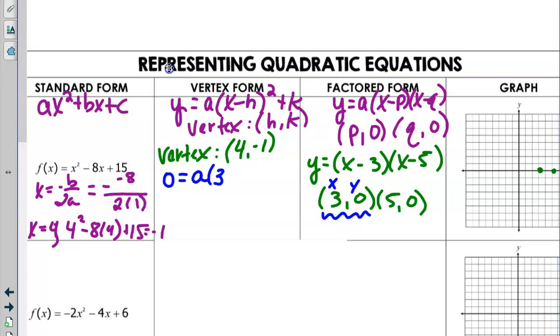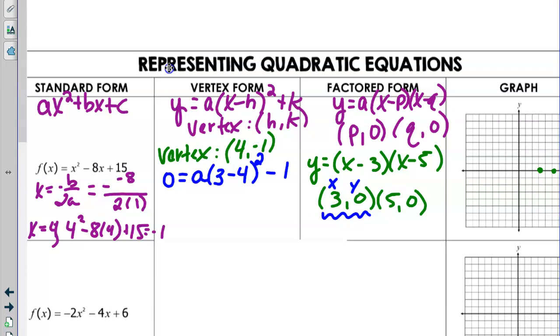What's my h value? 4. Yeah, and this is a minus, so you're going to be subtracting 4. Okay? Make sure I understand that switches because of the formula. The squared is in the formula. What's my k value? Very good, -1. So the h switches, the k keeps its sign in the formula.